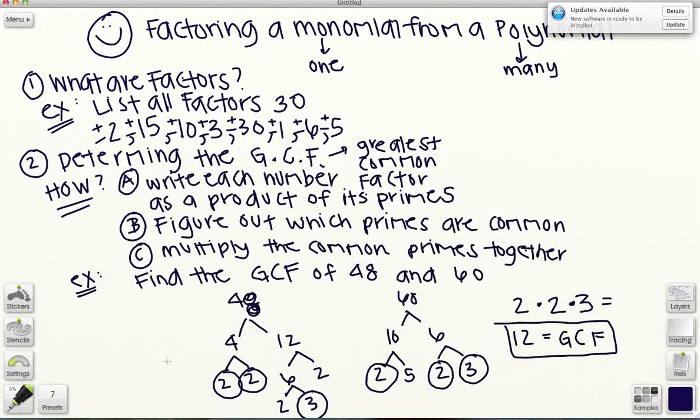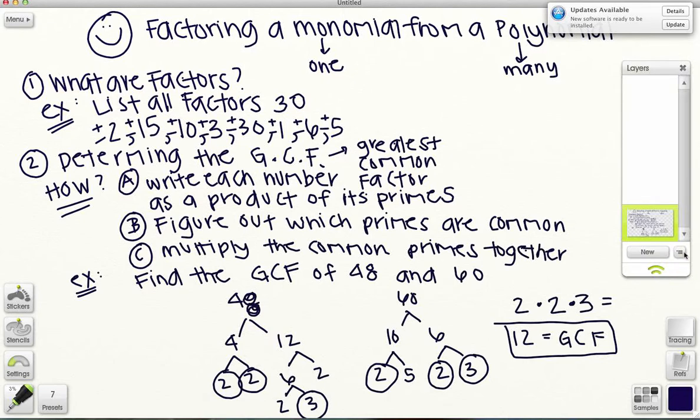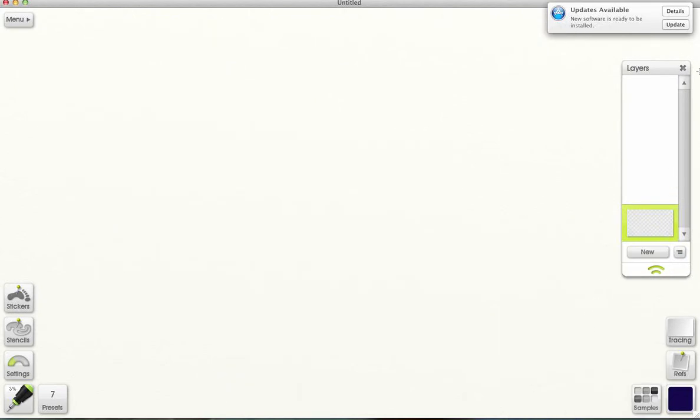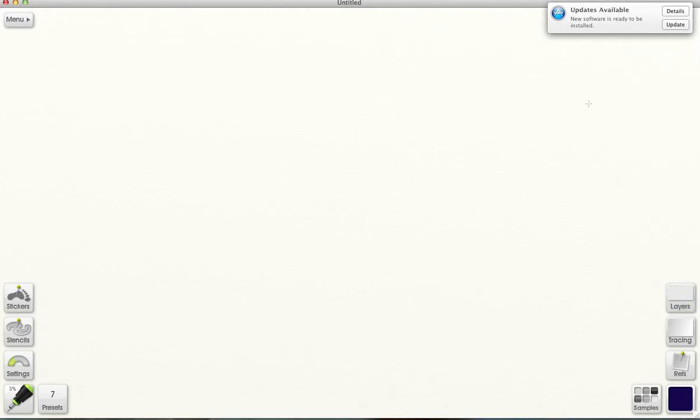And in order to do it, I am going to clear my screen. Let me click this, and let me click clear layer. And I'll shut this down. Okay, and so let's look at how to factor a monomial from a polynomial. So how are we going to do it? We're going to use that GCF. But let's see how we do it. So step number 1, you're going to find the GCF for all the terms that you're working with.